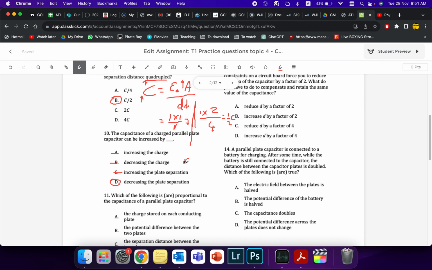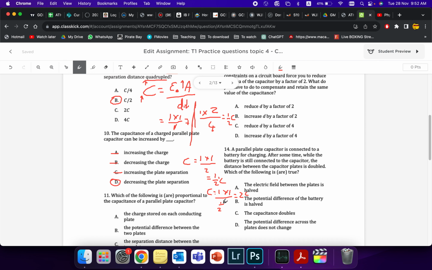And you know what, let's just check. C equals epsilon A over d, so 1 times 1 divided by, let's double the plate separation. If I double the plate separation, that just becomes a half C, right? That's making it smaller. Now let's do it again: 1 times 1, and let's halve the plate separation, decreasing it to a half. If I put that in my calculator, I will get 2C. Look at that.